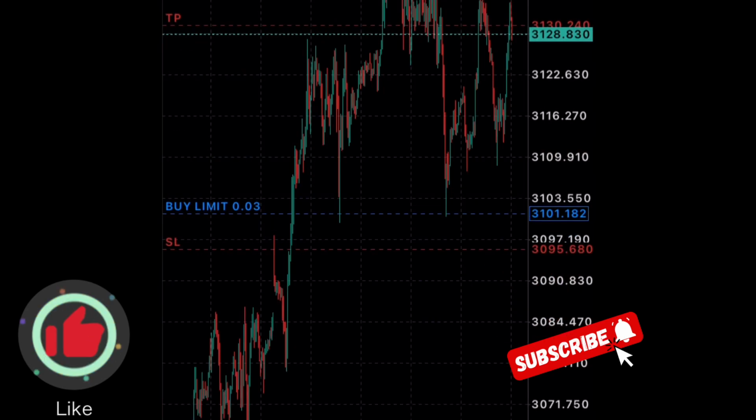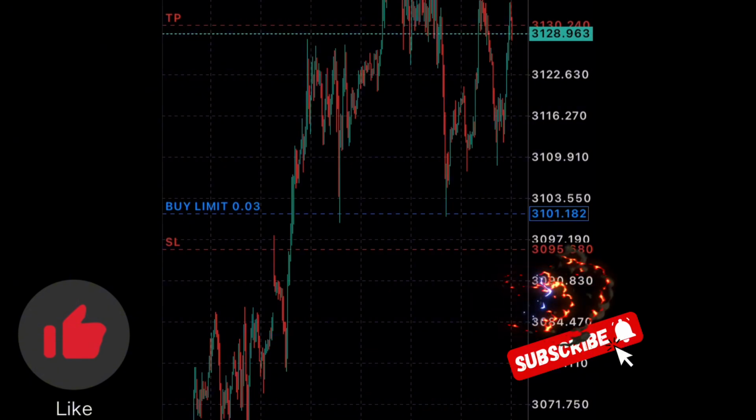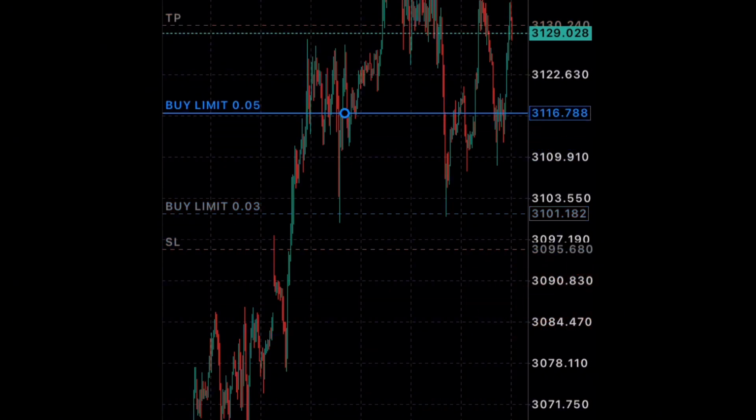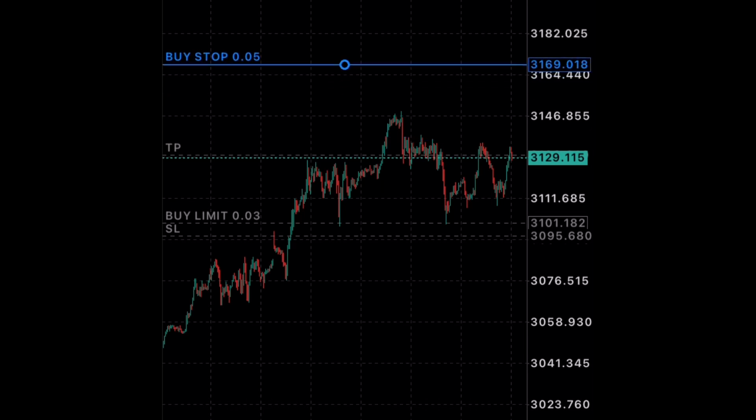And we also have buy stop, which means anytime price gets to this level, tap me in, because I know price is still going to move further up. So we have it like that.